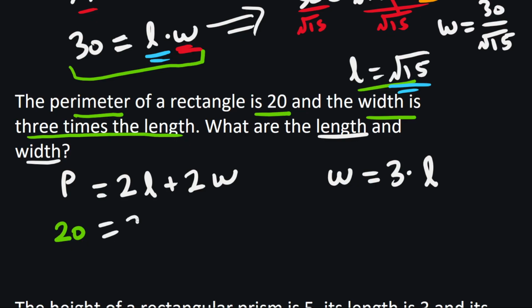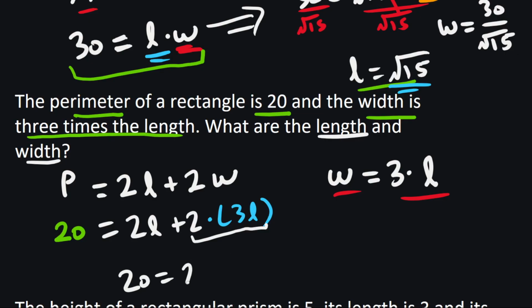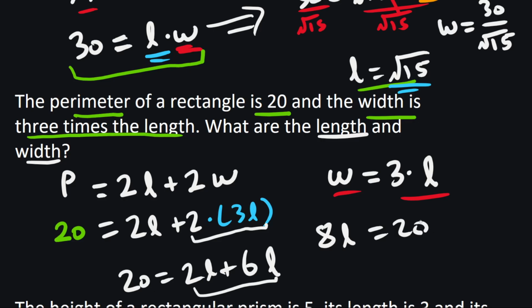So 20 equals 2L plus 2W. And what is our W? Our W is 3 times L, 3L. So let's go ahead and substitute this W for 3L. Perfect. So let's go ahead and keep evaluating this. What is 2 times 3L? 2 times 3L is 6L. So let's rewrite this. 20 equals 2L plus 6L. What is 2L plus 6L? That is 8L. So 8L equals 20.